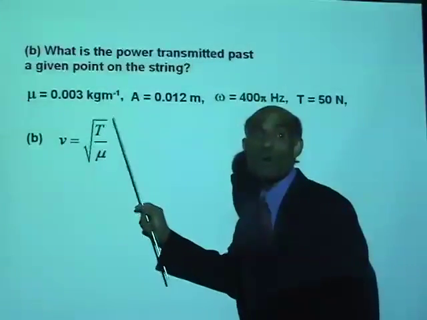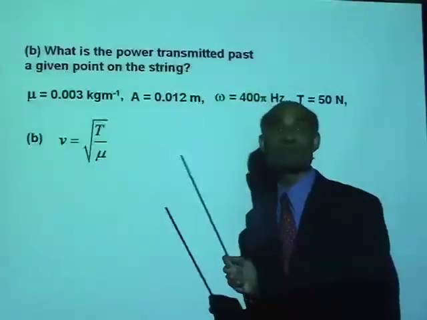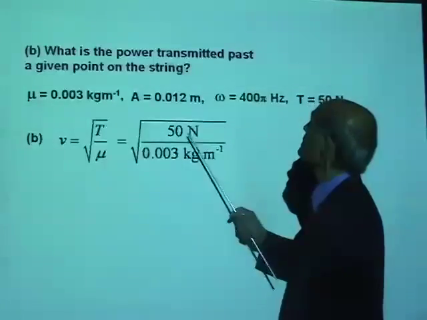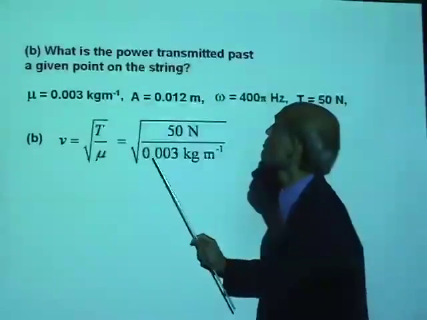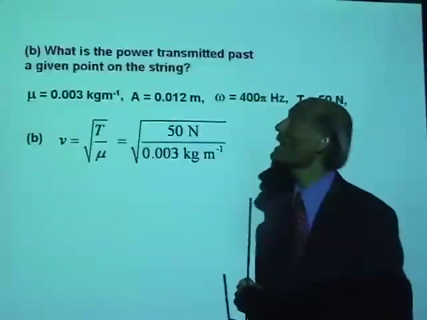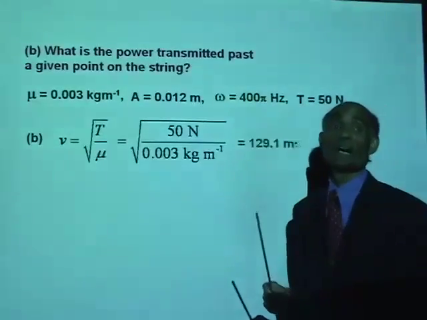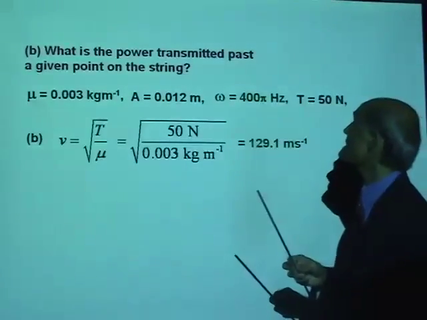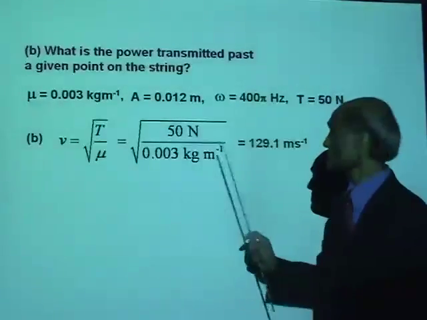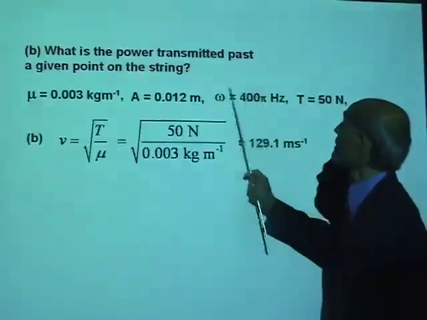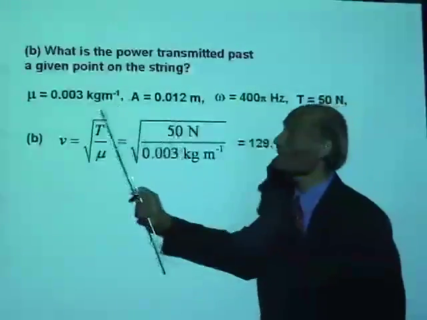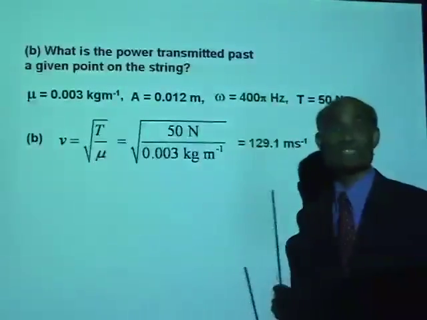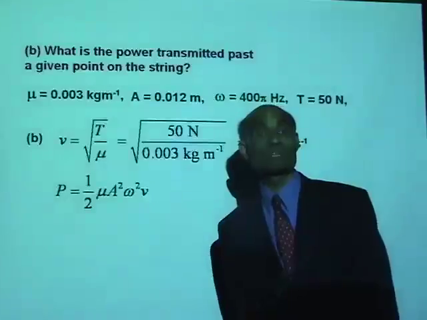V equal to square root of T over mu, and that will be square root of 50 Newton divided by mu, which is 0.003 kilogram per meter, and that will be 129.1 meter per second. I have V, I have omega, I have A, I have mu. All those values that I need are present here. Let's use it to find the power.